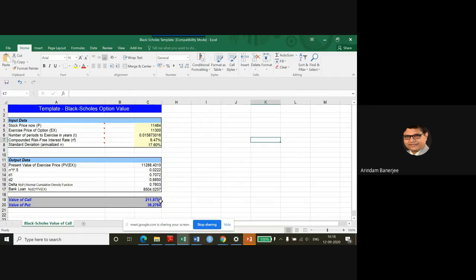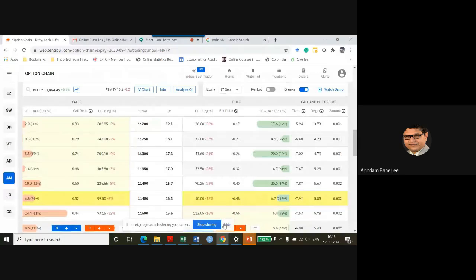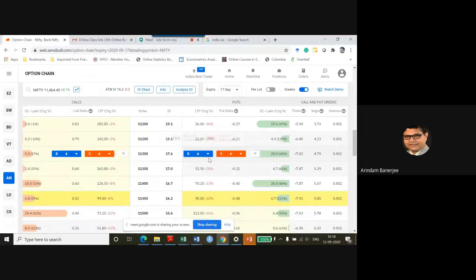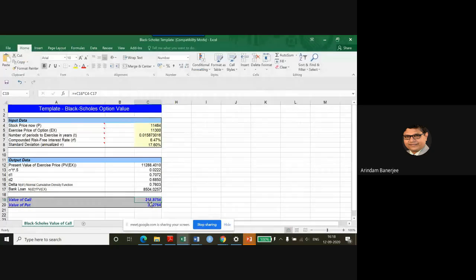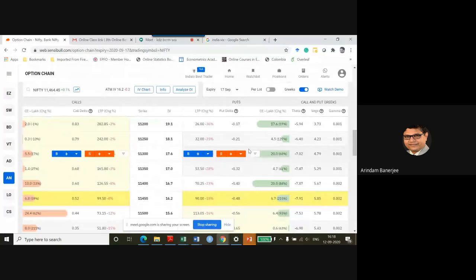The model value is coming 211. It is not very far away. Here the market value is 200 and the formula is giving me 211. So there is a slight difference, maybe because I don't know what risk-free rate they considered while calculating this IV.